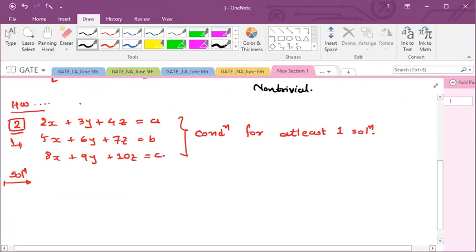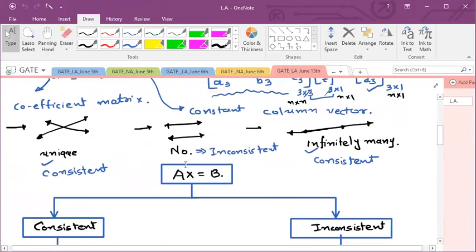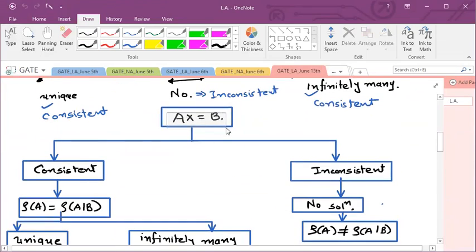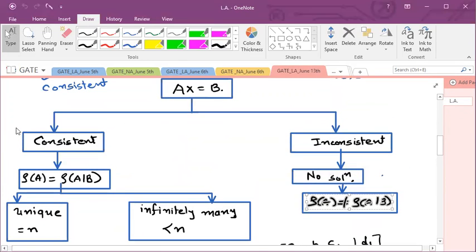So let us try to find out. What is the condition for at least one solution? If we see all the conditions for Ax equal to B, this is our non-homogeneous system of linear equations, where A, B, C are all unknown. So for inconsistency, that is for no solution, rank of A and rank of A augmented B should be different. But for a consistent solution, here they are telling that it should have at least one solution.